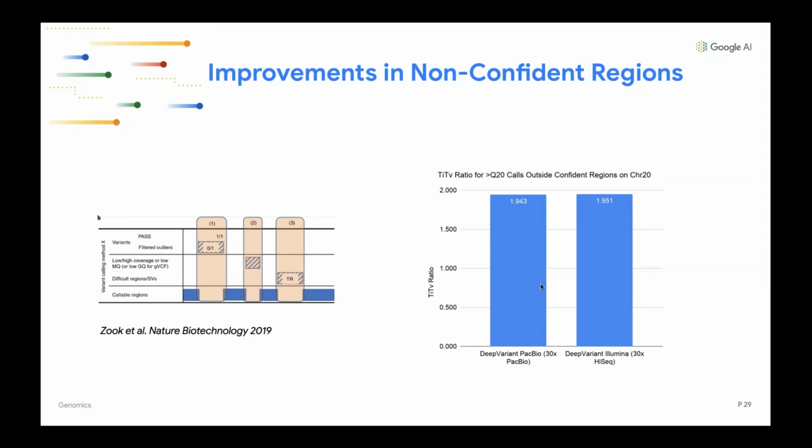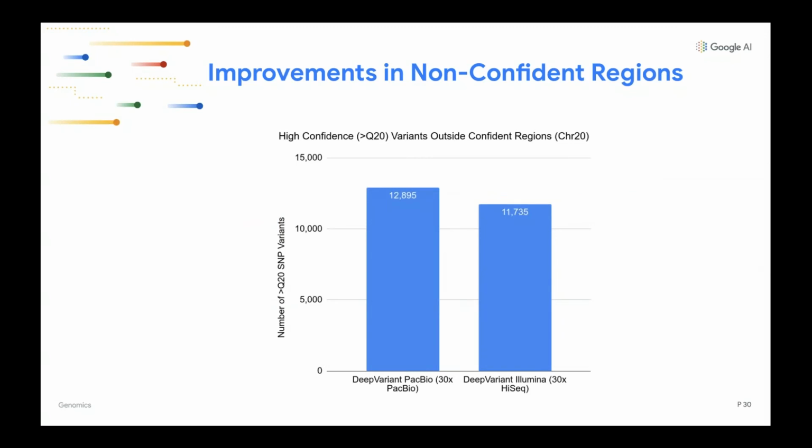And as you can see, the Ti/Tv ratios, which are an indirect measure of quality, look pretty similar between PacBio and Illumina data, but you're able to make more of these calls on chromosome 20. So you have a little more than 1,000, so about 10% more calls that are made with high confidence outside the confident regions on chromosome 20. And so if you extrapolate from the fact that chromosome 20 is about 2% of the genome, there would be many tens of thousands of additional high confidence calls that you could make with this data type. We're eagerly awaiting an extension of the confident regions, which we think this data type will allow Genome in a Bottle to conduct, and I think that's going to improve things even further.